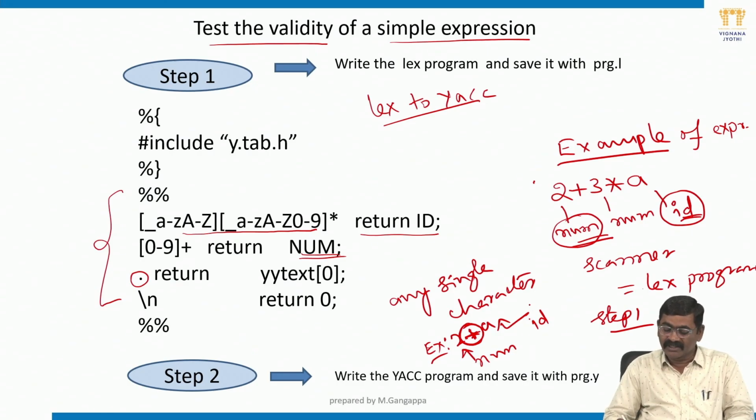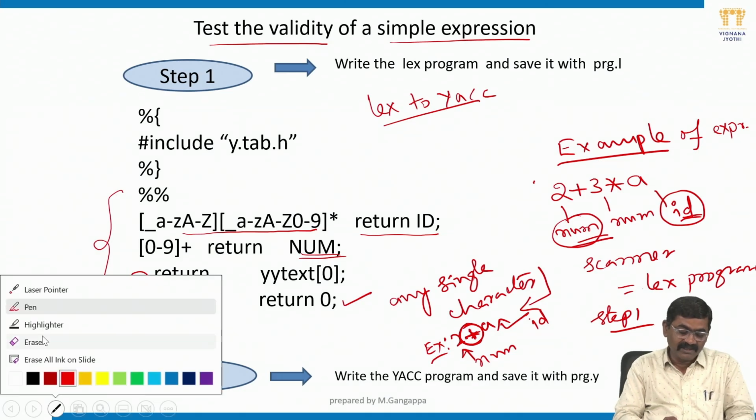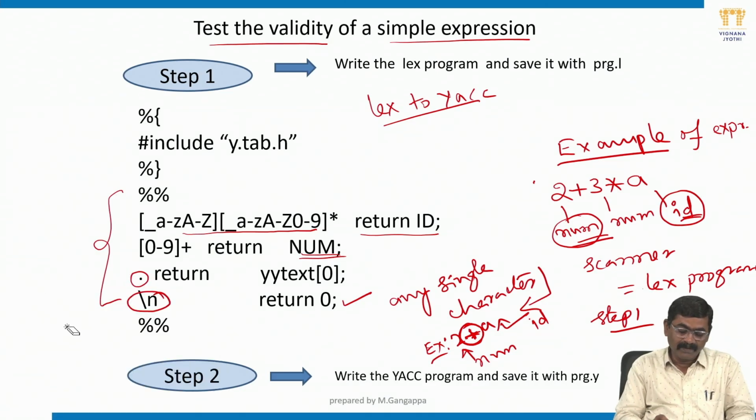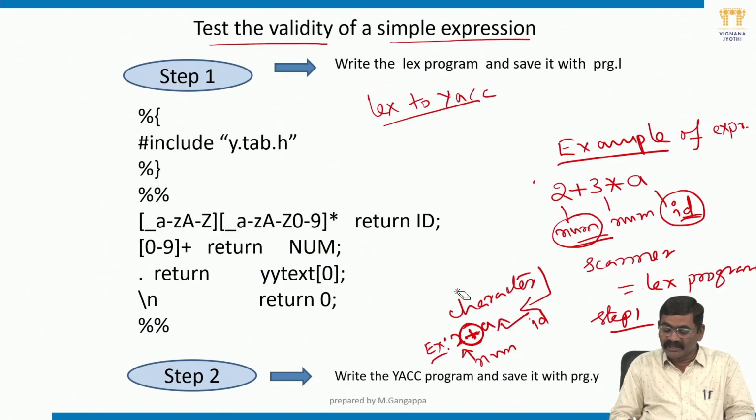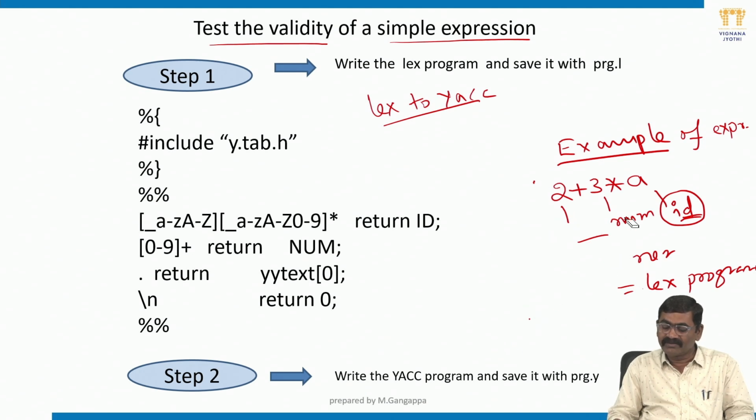And the next one is, generally after entering the input to the program at the prompt, what should we do? We should press enter. So in order to indicate that enter, we use the new line character. Whenever the new line character happens, it should return the value 0 to the YACC program. So this is how we can write the lex program to recognize identifier as well as the number.